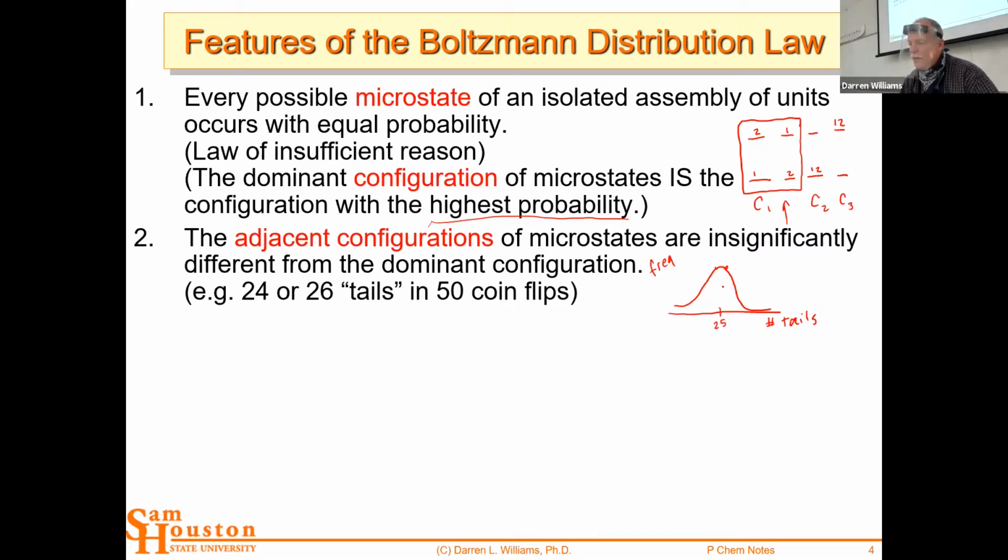And then the area under this curve is equal to 1. So those would be our normalized probabilities.